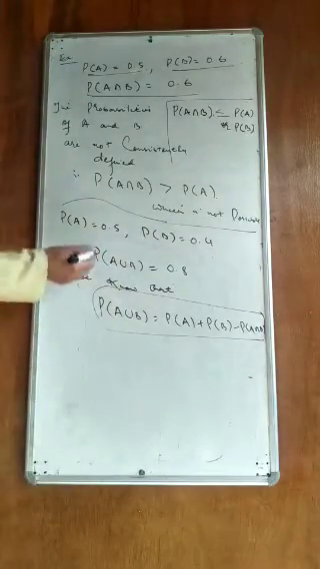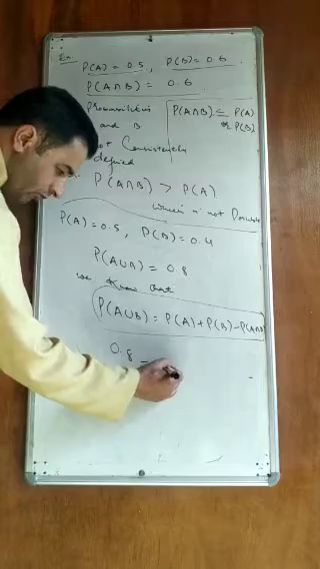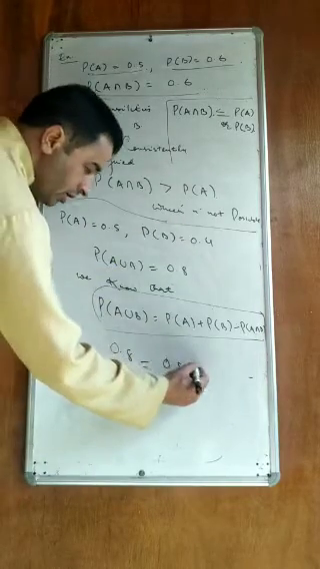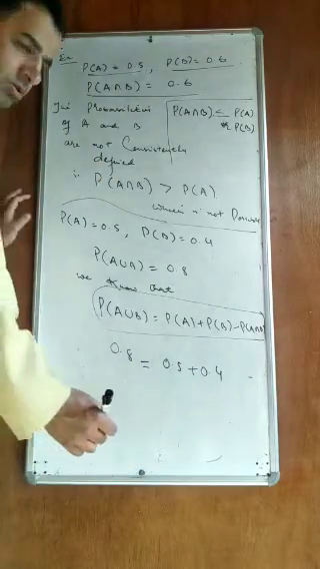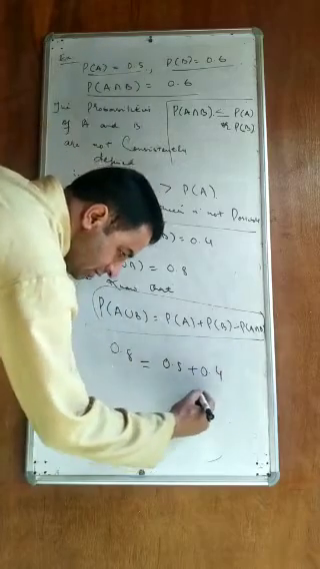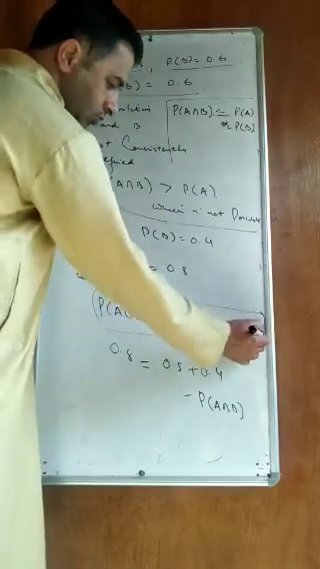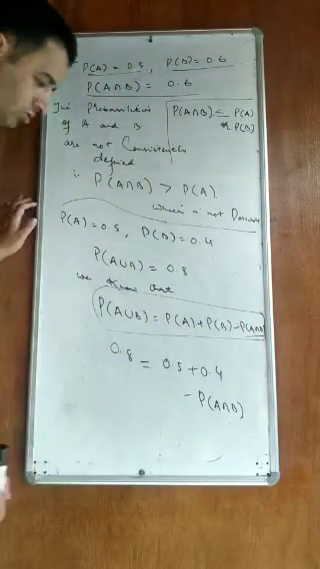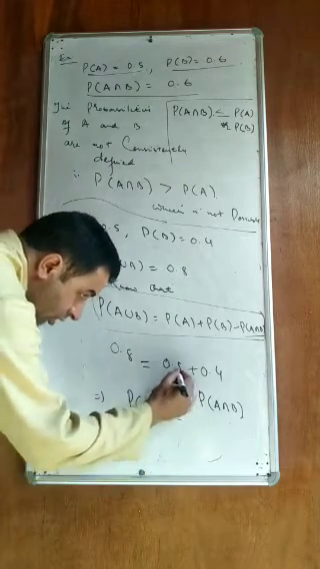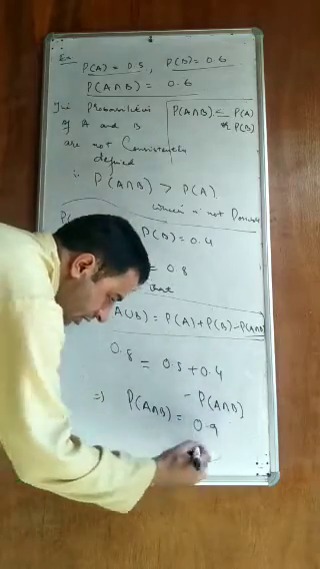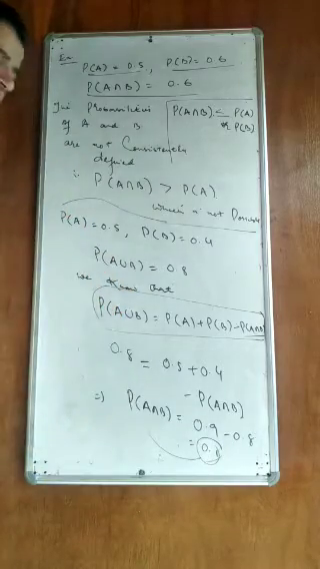So probability of A union B is given. It is equal to 0.8. What is probability of A? It is 0.5. What is probability of B? It is 0.4 minus probability of A intersection B. Okay, we have to find this probability of A intersection B. So we will write, son, probability of A intersection B is equal to 0.5 plus 0.4 is 0.9 minus 0.8, that is 0.1. So probability of A intersection B is 0.1.